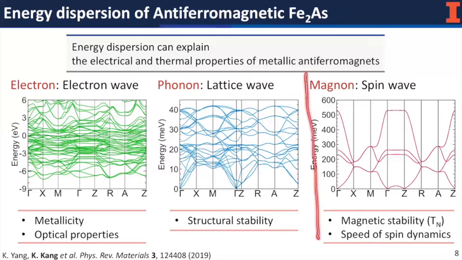Lastly, magnon dispersion enables the estimation of magnetic stability, such as the magnetic phase transition temperature and the speed of the spin dynamics. But before we use the energy dispersion to analyze the magnetic phenomena, we want to confirm the feasibility of our new approach to get this magnon dispersion with the linear spin wave theory, since it is the first time we calculate the magnon dispersion of metallic antiferromagnets.